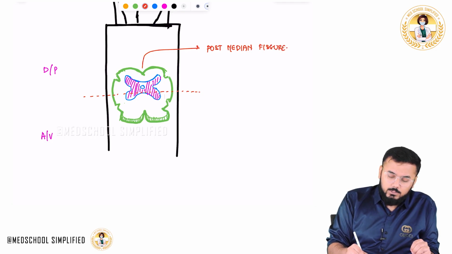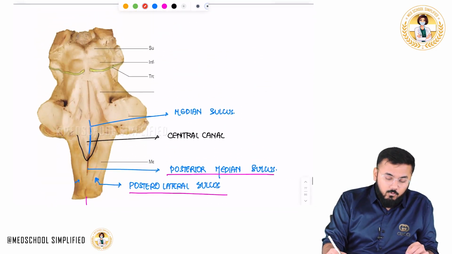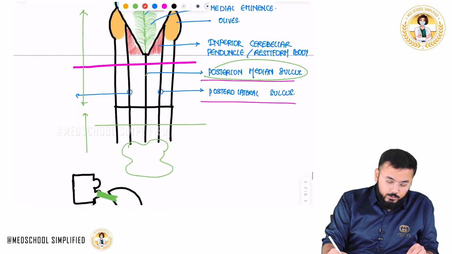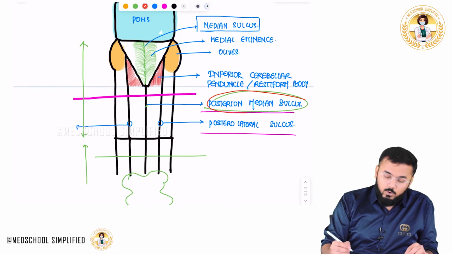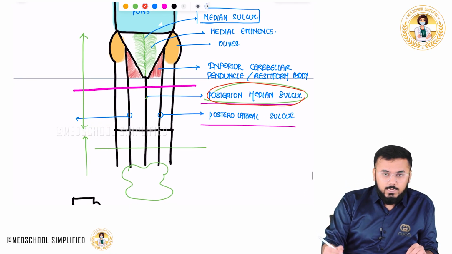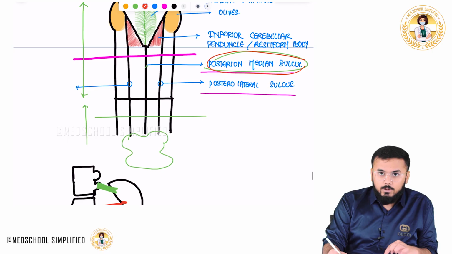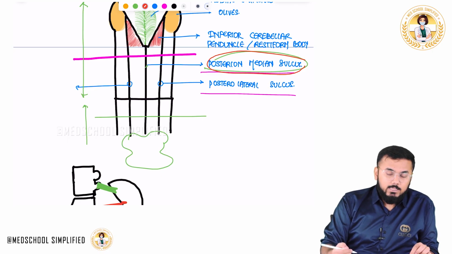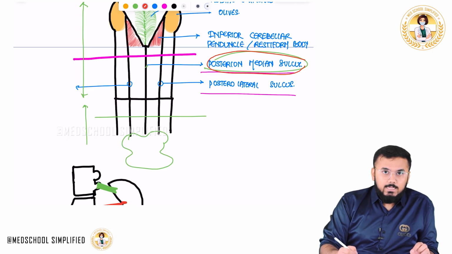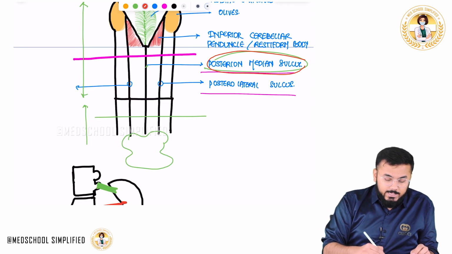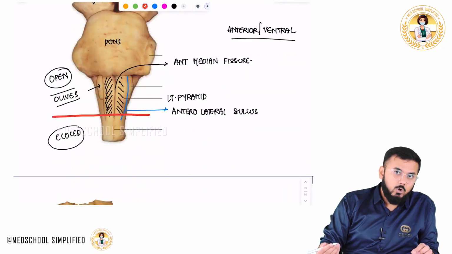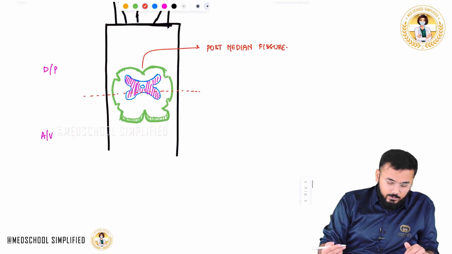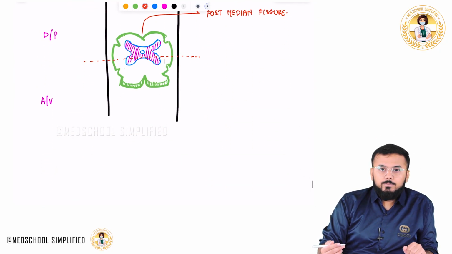This part is called the posterior median fissure. But what did we call it here on the posterior side? Did we call it the posterior median fissure? No, we called it the posterior median sulcus. But when it came to the spinal cord, the posterior median sulcus within the medulla oblongata continues down as the posterior median fissure in the spinal cord.